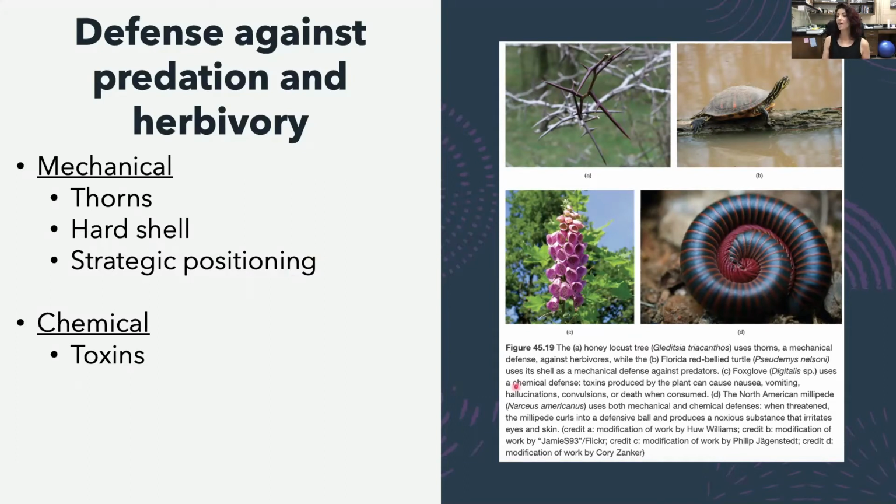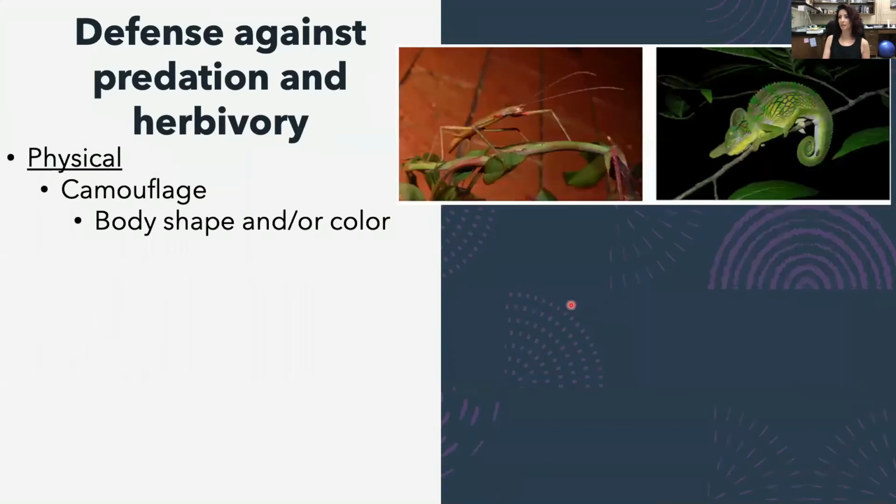We also have chemical defenses, specifically toxins that are emitted by flowers or just happen to be present in their flower structures. Next, we have physical defenses against predation. These again can fall into different types. We have camouflage, either body shape, so maybe a stick bug or an insect that looks like a leaf or a plant, or camouflage in terms of color, like our chameleon.